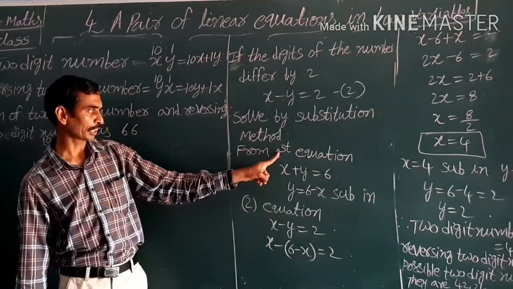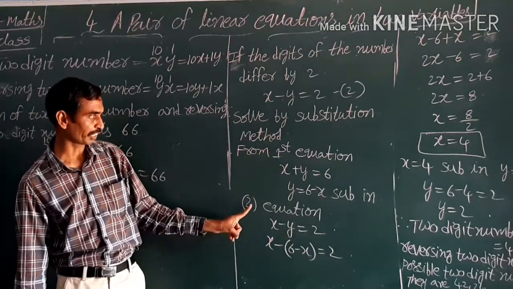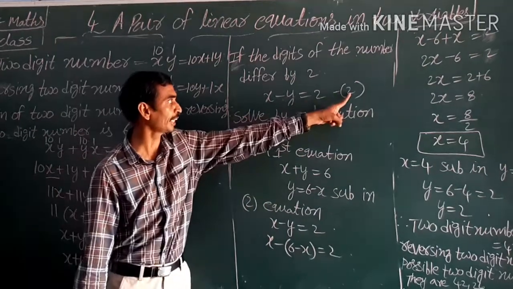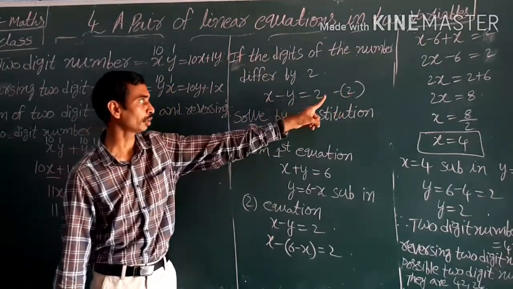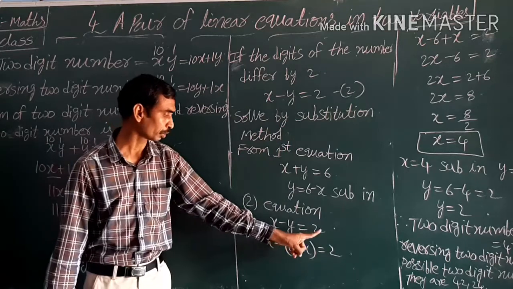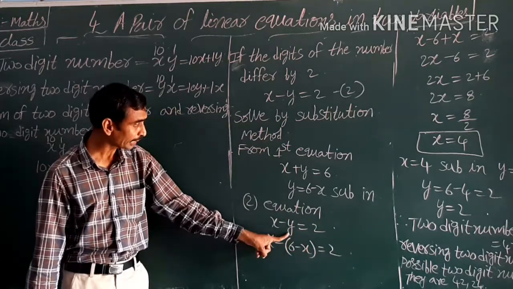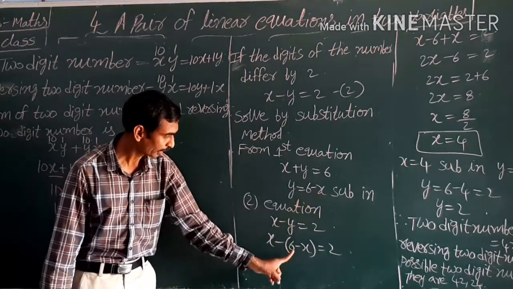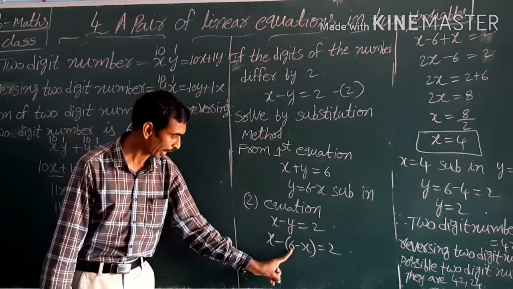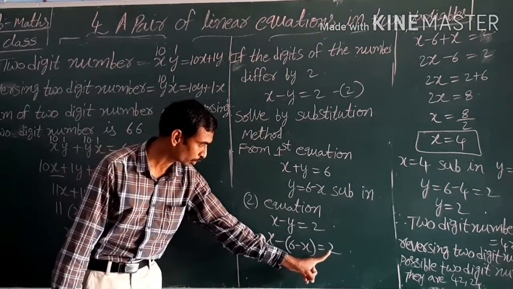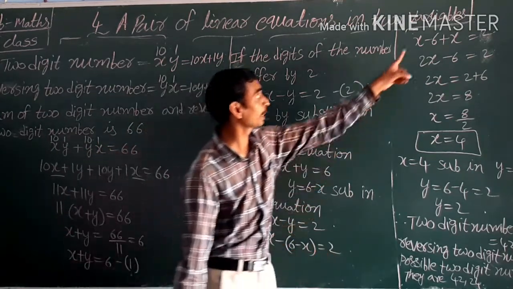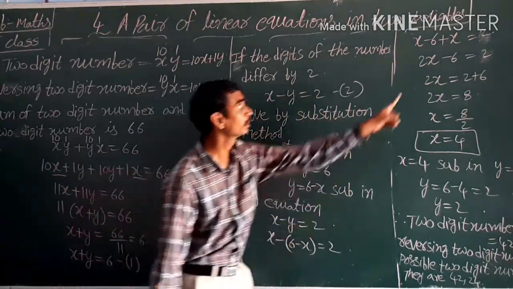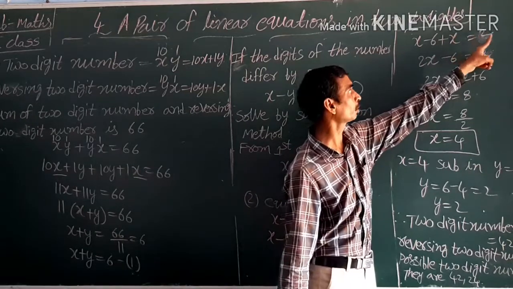Here already we took first equation, means another equation is second equation. What is the second equation? x minus y is equal to 2. Here already we know y value is 6 minus x. In y place we can substitute 6 minus x. x minus bracket 6 minus x is equal to 2. Now we can remove the bracket. x minus 6, minus into minus plus x is equal to 2.